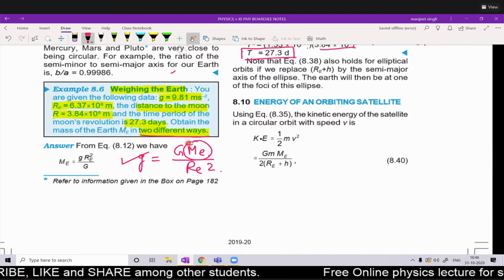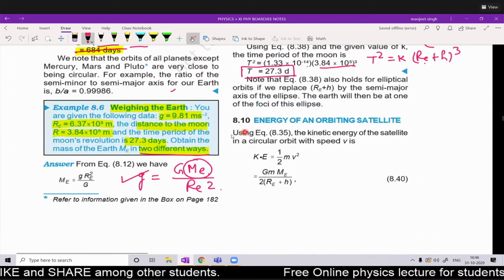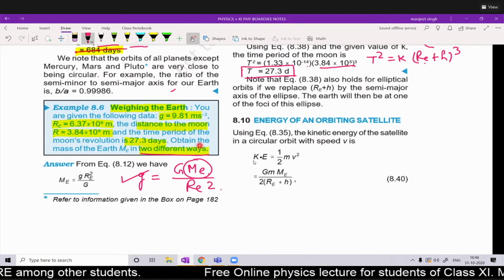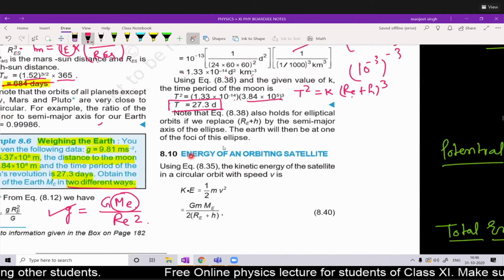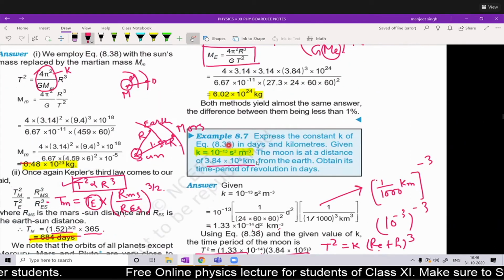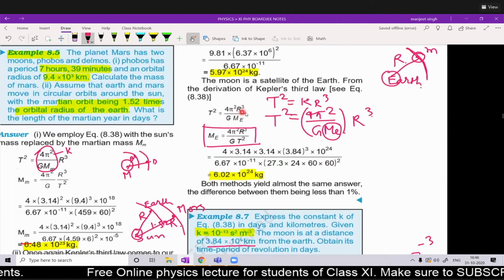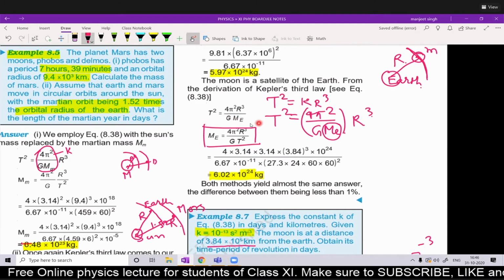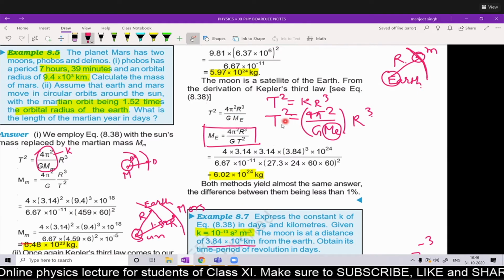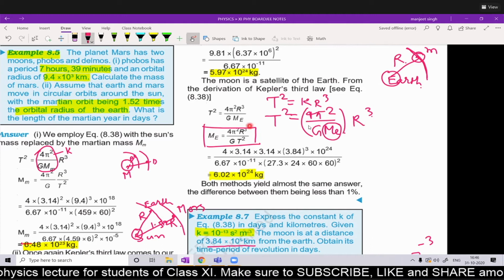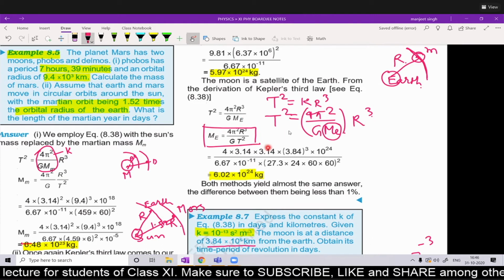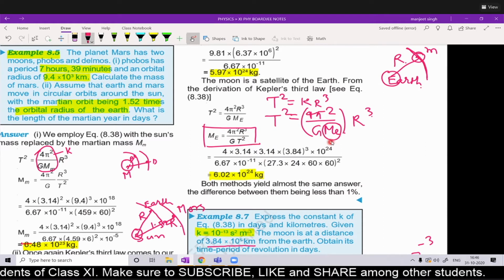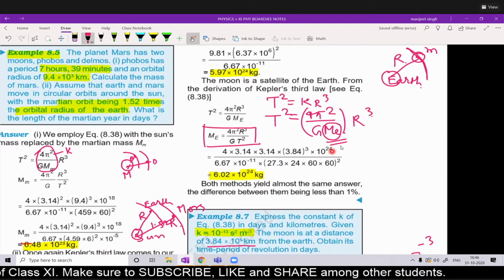Okay, what is another method? In another method, because the data is given about the Moon and the Earth, we will consider the orbit of the Moon, and we will use Kepler's third law, T² = kr³. What will k be? K will be 4π²/(GM_E), I told you. So T² = 4π²/(GM_E) × r³, where r is the radius of the orbit of the Moon. With the help of this, we can calculate M_E, the mass of the Earth.